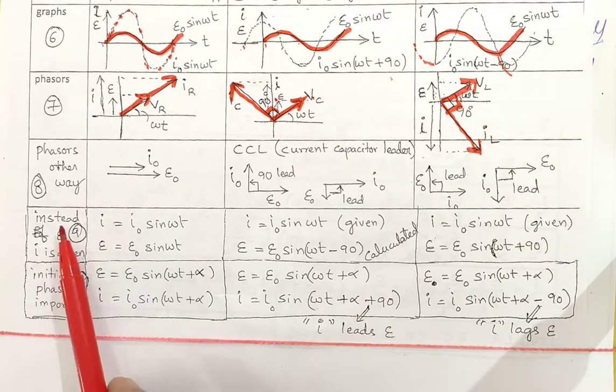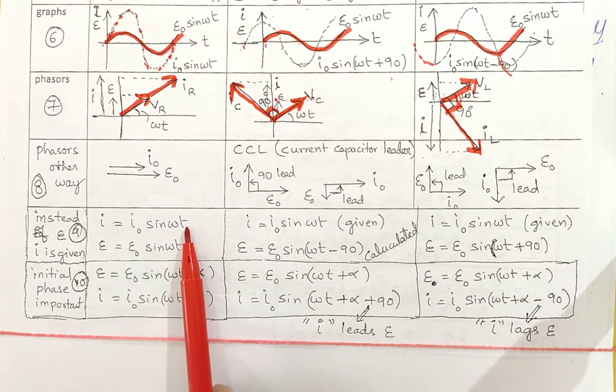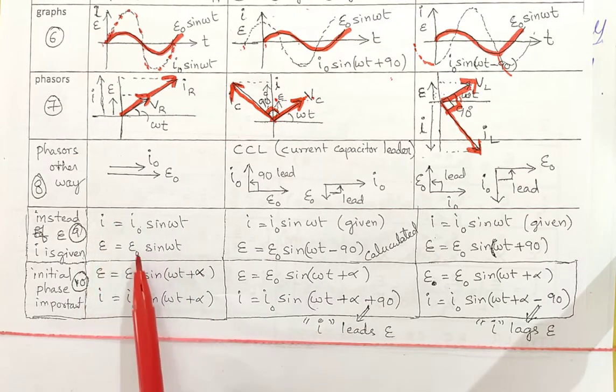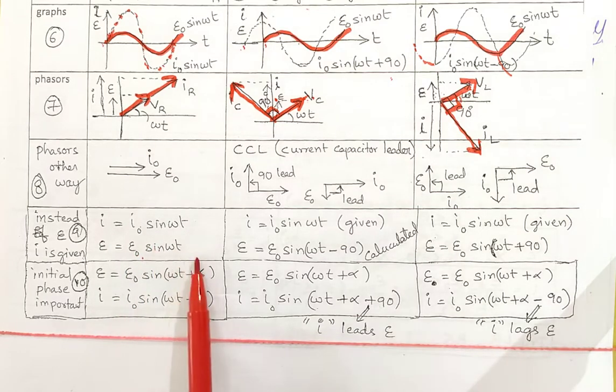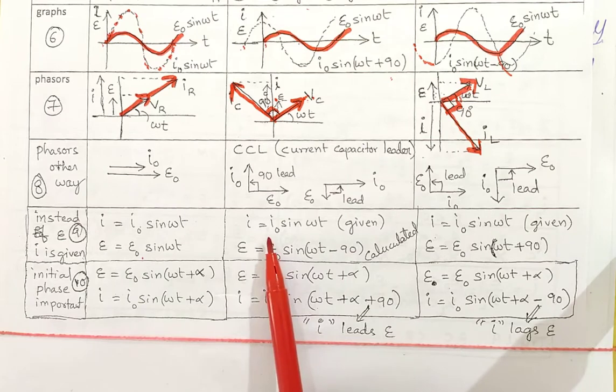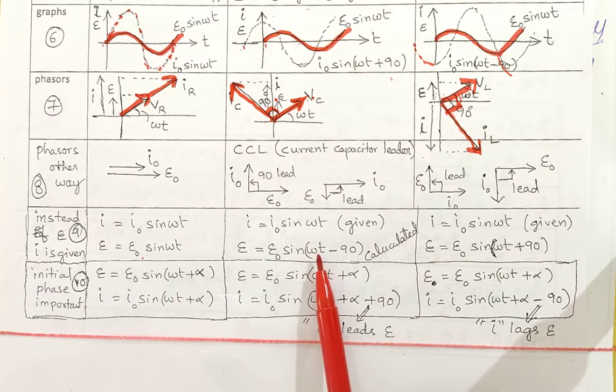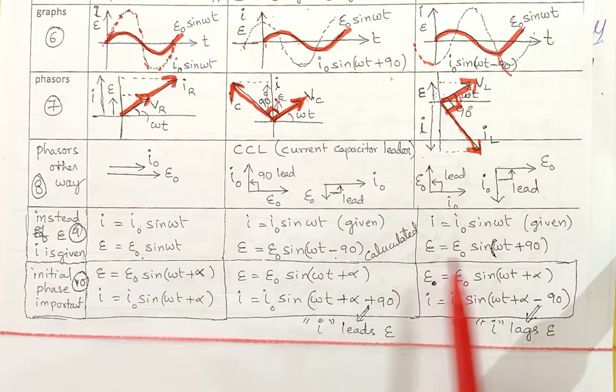Suppose they are given I is equal to I naught sin omega t instead of giving E is equal to E naught sin omega t. Then because current will be in phase with EMF, you just write the same thing, sin omega t. Those should be in the same phase. Here current is given, EMF lags, current leads. So lagging is shown with minus 90.